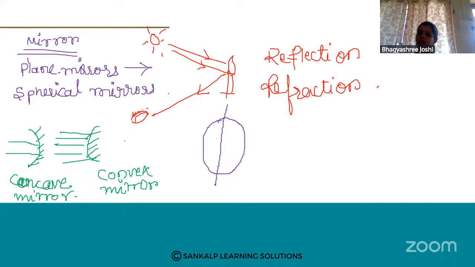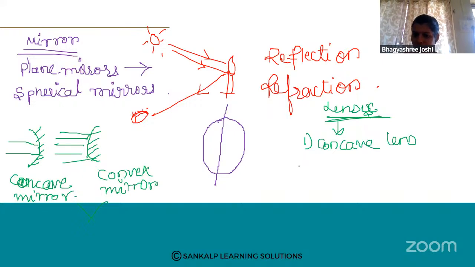Okay. Next, laws of reflection. And also we are going to study the formation of images. So, image formation in concave and convex mirrors, and the nature and position of the image in concave and convex mirrors. Okay. So next comes lenses. Here also we are going to observe two types, that is the concave lens and the convex lens.